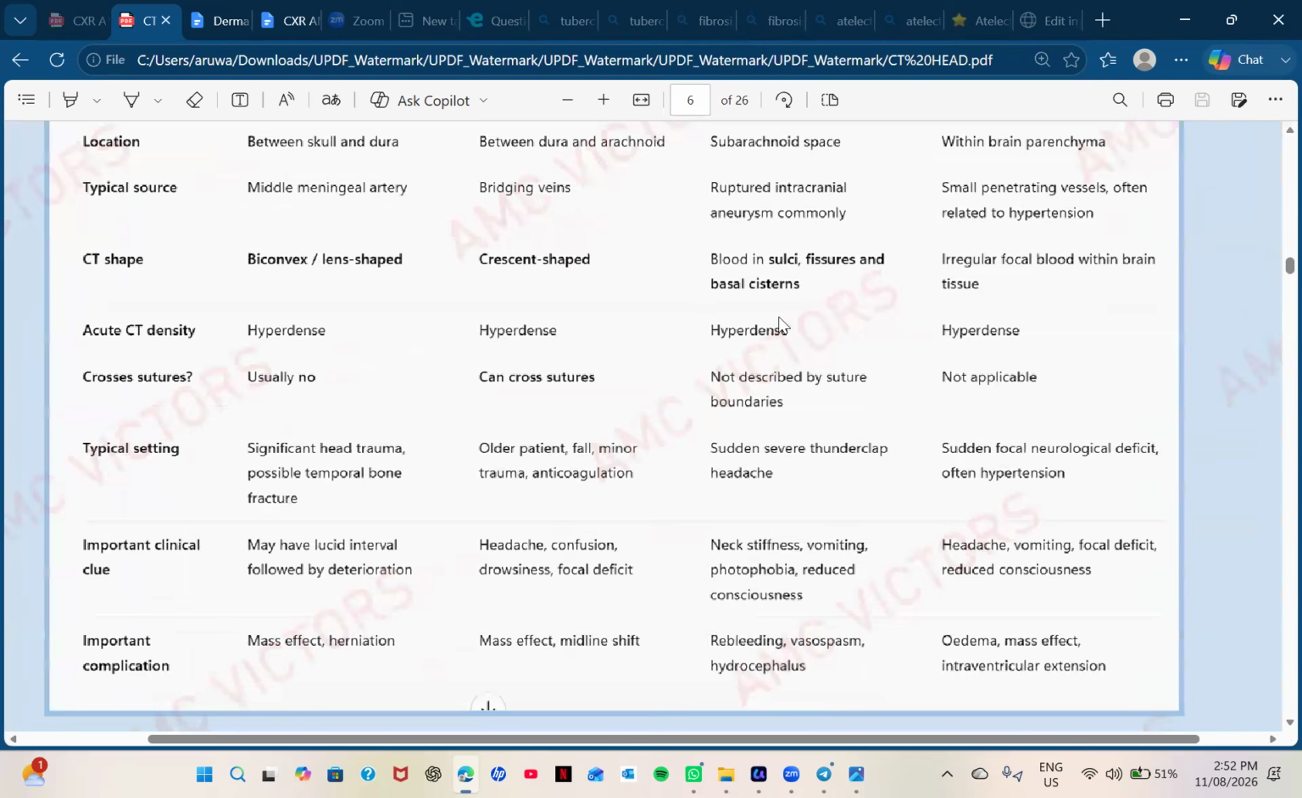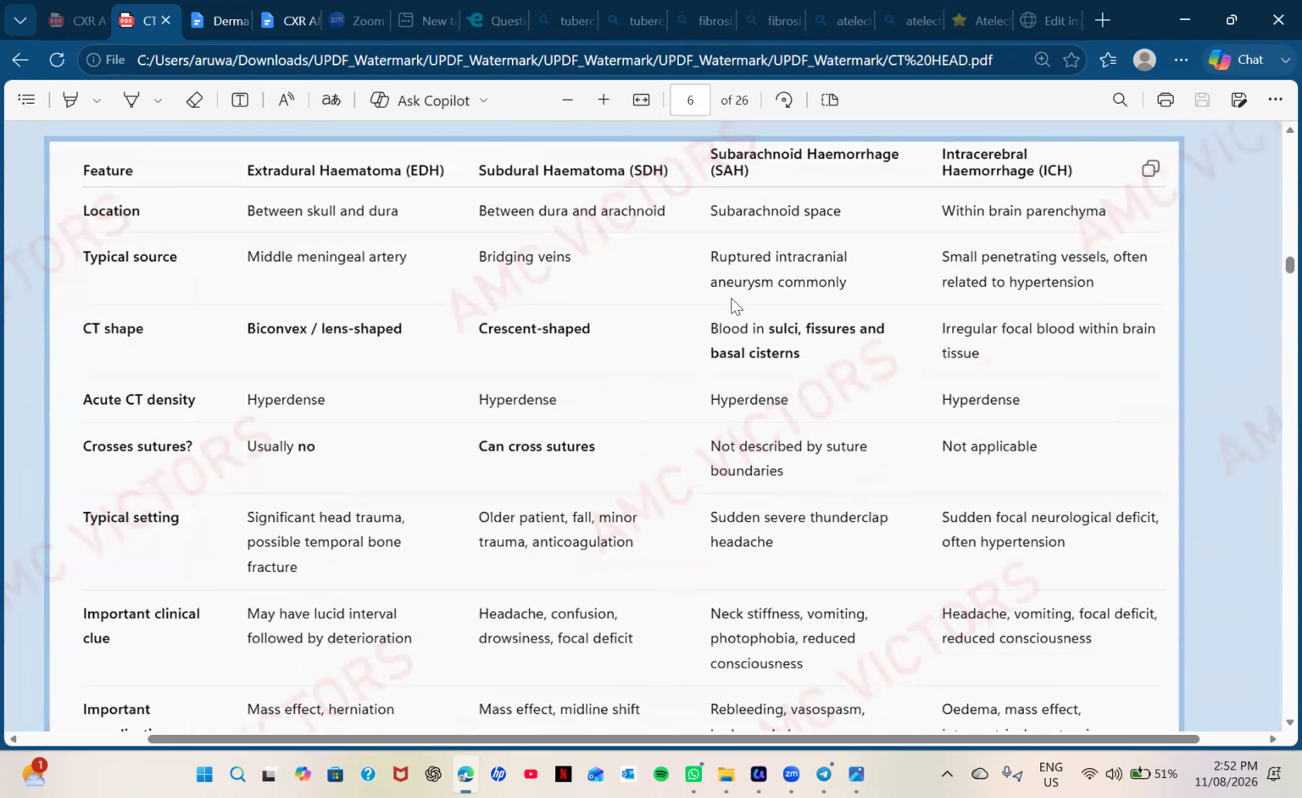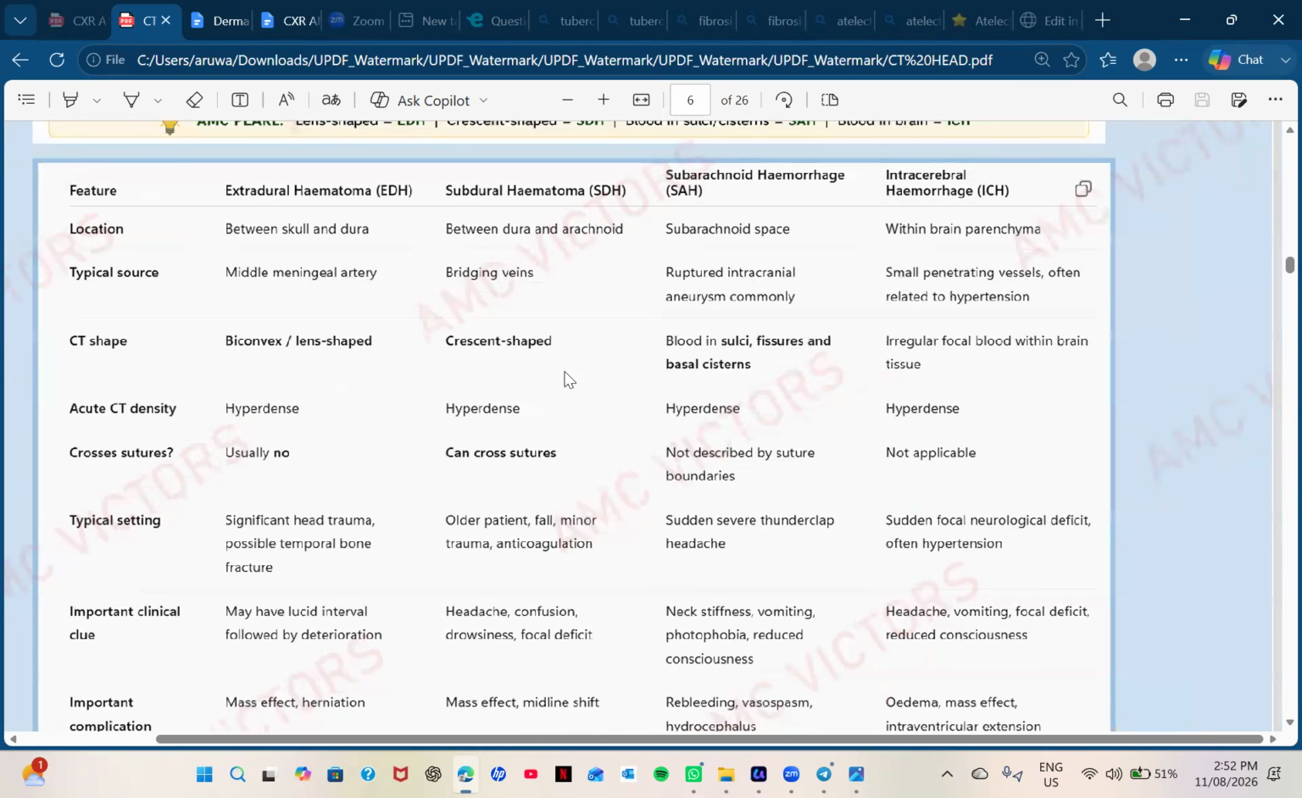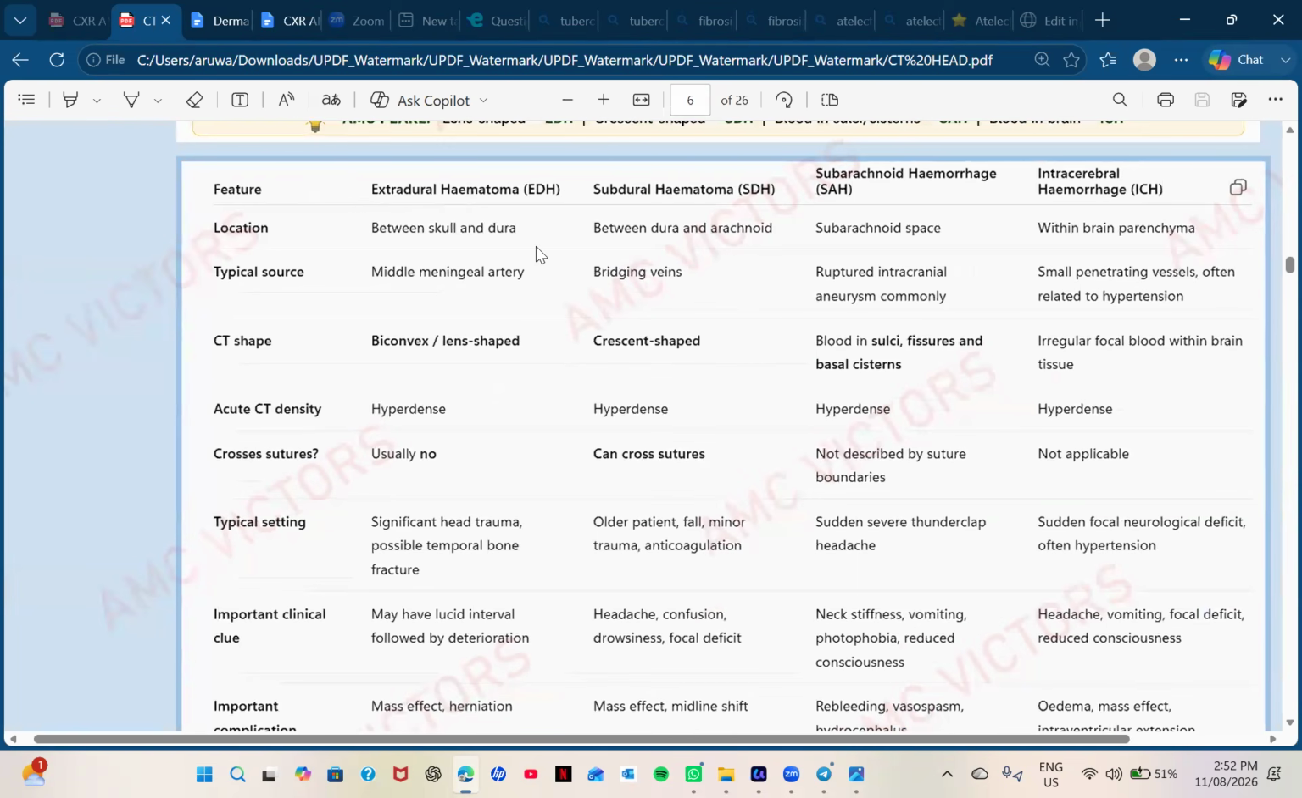Mainly they're asking from this part, very important, how these things present. So we have the brain hemorrhages: extradural hemorrhage, subdural hemorrhage, subarachnoid hemorrhage, intracerebral hemorrhage, very important, okay? So doctors, how does an extradural hematoma present?